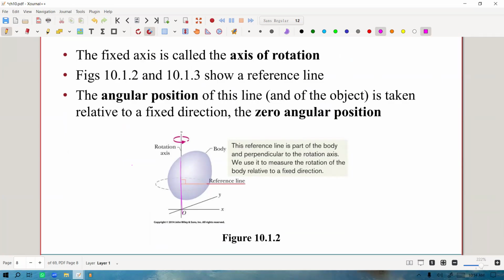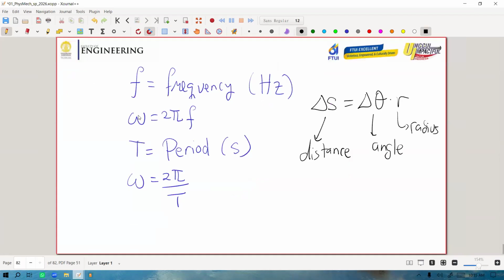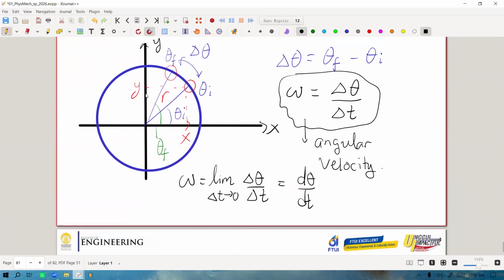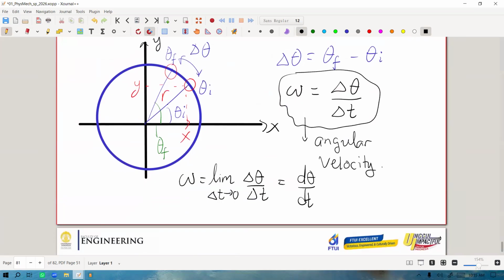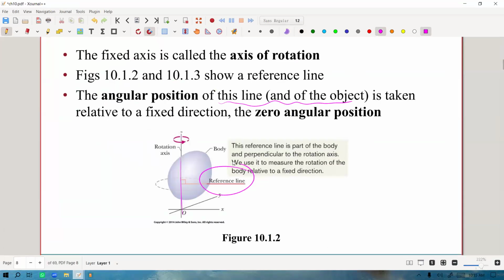Okay. So for example, this one is the reference line. And so the angular position of the object is taken relative to a fixed direction. For example, in this case, if we want to measure the initial angle, it means here. So here x is the fixed axis, or relative axis. And also for theta final, x is also the fixed axis, or reference line.